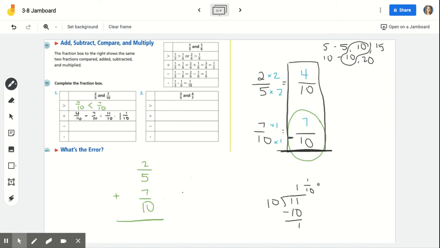4/10 minus 7/10. With subtraction, the larger number needs to go first, or the larger needs to go on top. We cannot start with 4 and take 7 away from 4. 4 minus 7 is not 3. You can't have 4 apples and then drop 7 of them and ask how many you have left. You have to have the larger number on top.